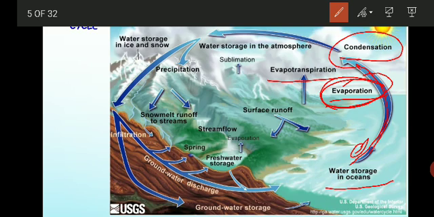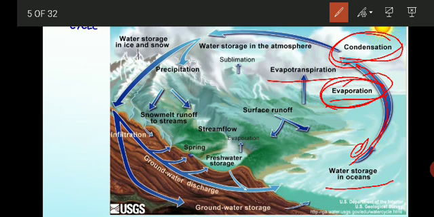Then the next process: what happens to these vapors? They start condensing, that is called condensation. So in condensation what happens? The water vapors which are formed as a result of evaporation in the air change again into liquid water. Condensation is crucial to the water cycle because it is responsible for the formation of clouds. So condensation is the process in which the formation of clouds takes place.